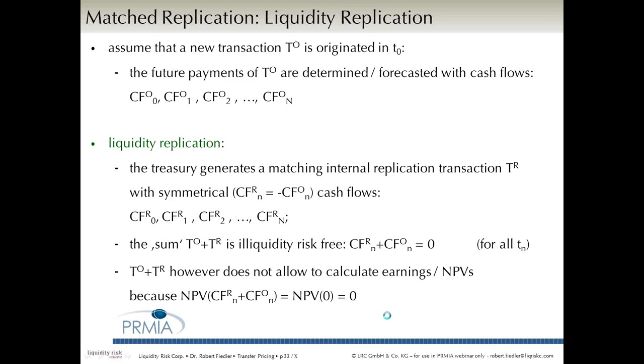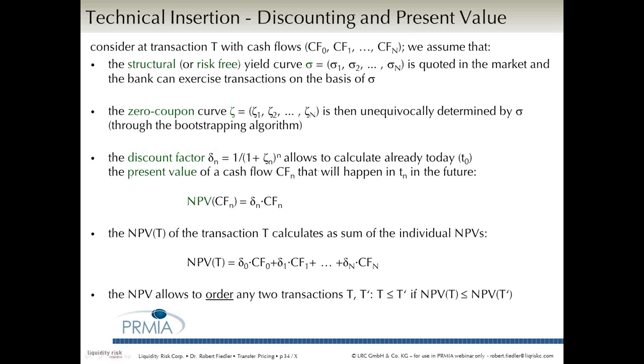So if we go into the interest replication, we have to be a bit more technical. I assume that you know structural curves, zero coupon curves, discount factors, and so on. We can calculate the NPV for two transactions and can compare them. So one thing would be to base the replication just on the net present values.